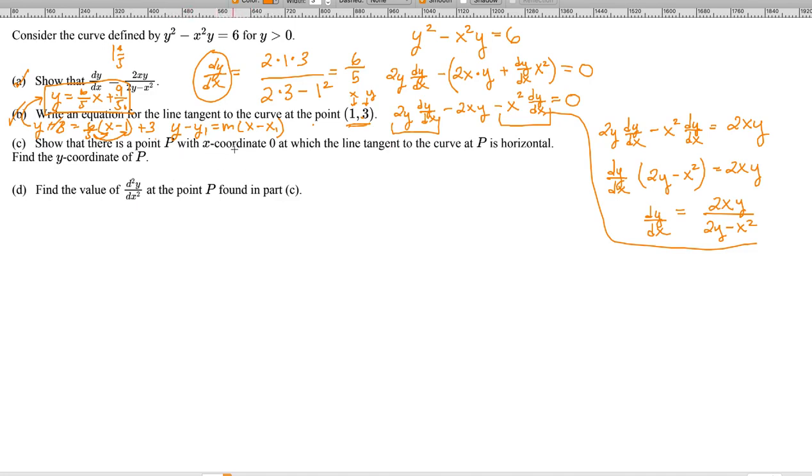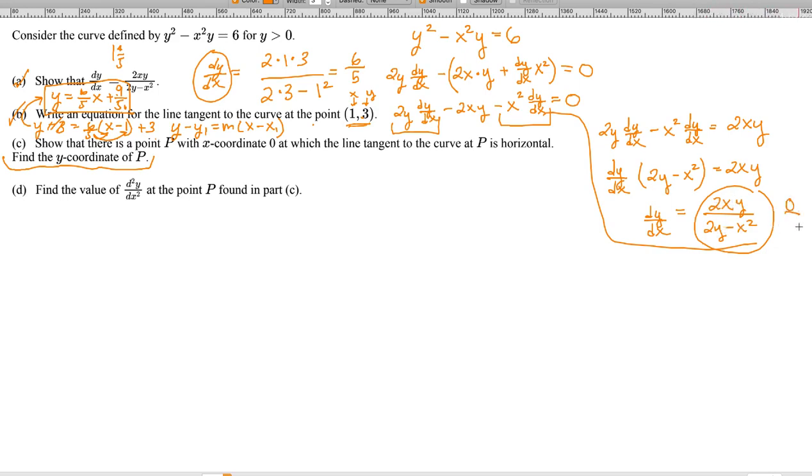Show that there's a point P with x coordinate 0 at which the line tangent to the curve at P is horizontal. So basically what you want to find is the y coordinate, but you know that if x is 0, the slope is 0, because you're going to get 2 times 0 times y, whatever y is, doesn't matter, you're going to get 0 on the top the moment x is 0.